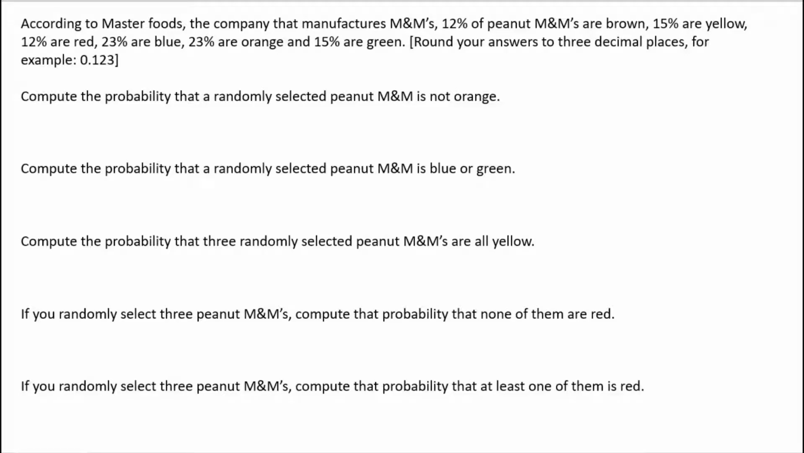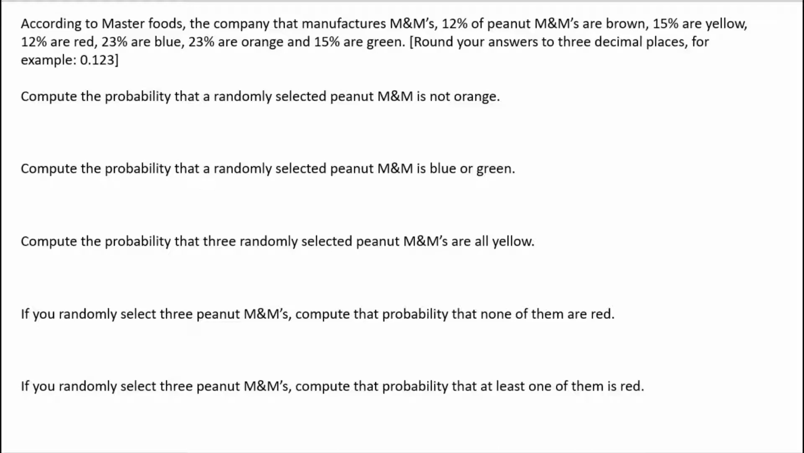Hello students, the question says according to Master Foods, the company that manufactures M&Ms, 12% of peanut M&Ms are brown, 15% are yellow, 12% are red, 23% are blue, 23% are orange, and 15% are green. We want to answer the following questions. We want to compute the probability that a randomly selected peanut M&M is not orange.